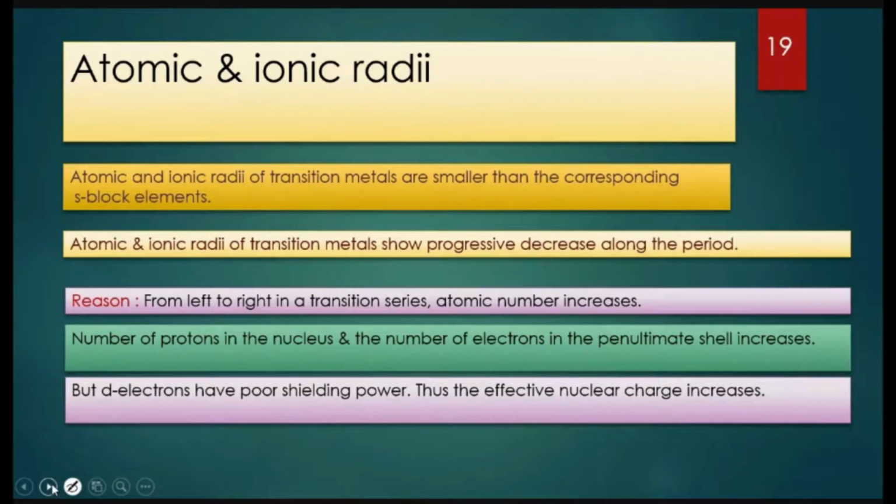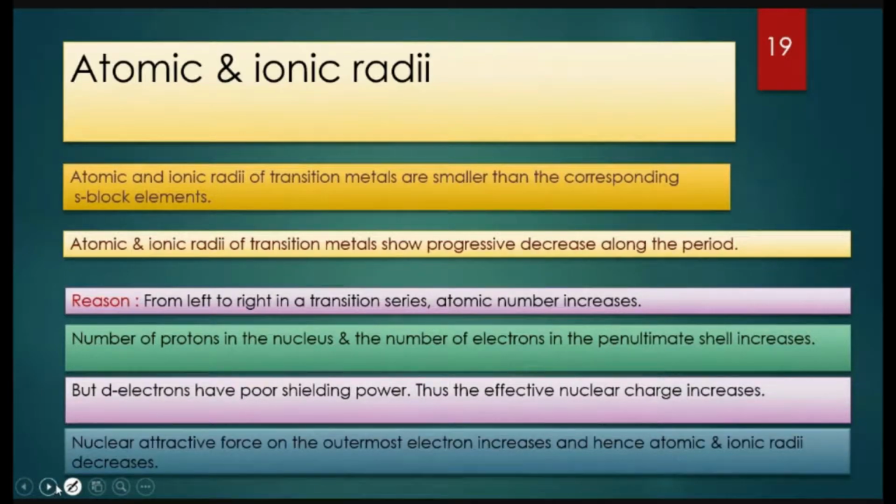That means the electrons present in the d orbital cannot overcome the force of attraction exerted by the nucleus. Or in other words, we can say these electrons are under the influence of the force of attraction exerted by the nucleus, which we call the effective nuclear charge, which is going to increase because of the poor shielding power of electrons present in the d orbital. So nuclear attractive force on the outermost electron increases as a result of the poor shielding effect of d electrons.